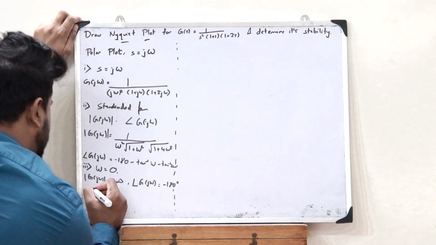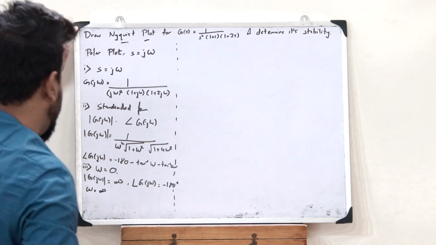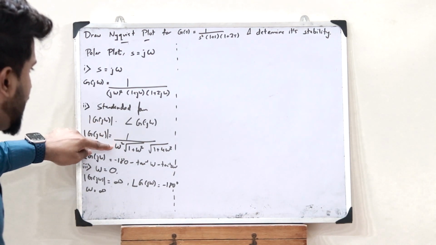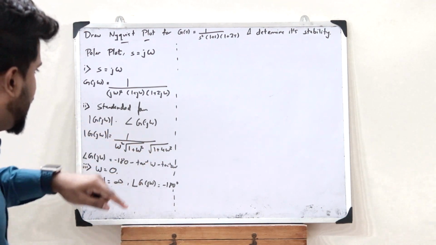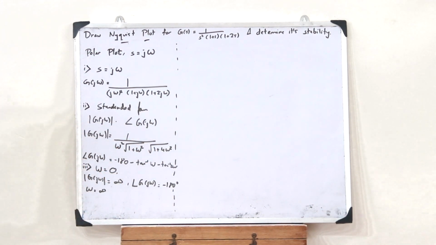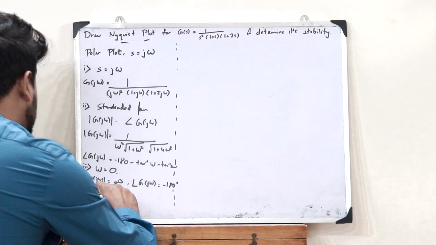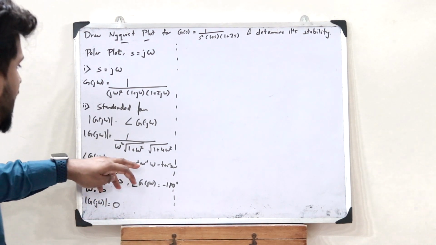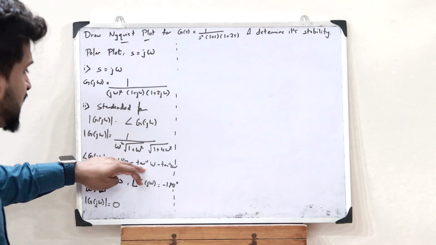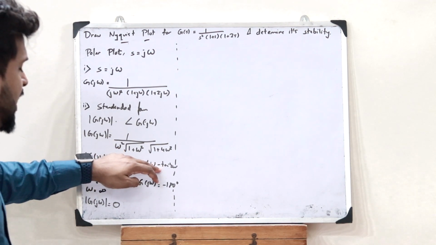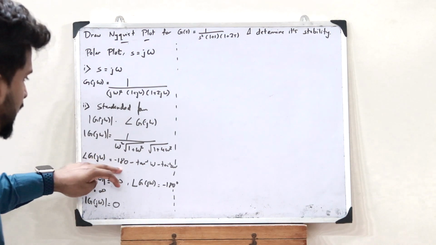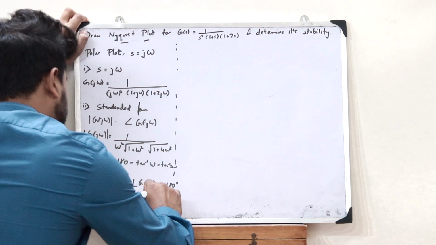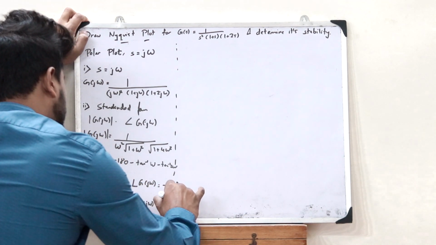Next let us take the point at omega is equal to infinity. Substituting the value over here, we have 1 divided by infinity into infinity into infinity. So 1 divided by infinity is equal to 0. Therefore the magnitude of g of j omega becomes 0. Now substituting omega is equal to infinity, we would get minus 180 degrees minus tan inverse infinity, which is 90 degrees, and tan inverse infinity again becomes 90 degrees. So this becomes minus 180 minus 90 minus 90, which is equal to minus 360 degrees. Therefore the phase of g of j omega is equal to minus 360 degrees.